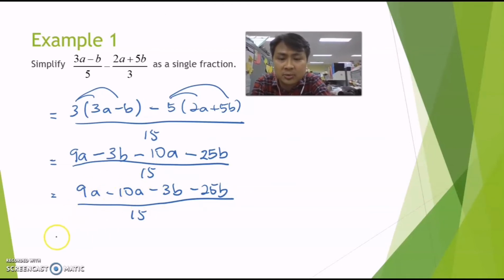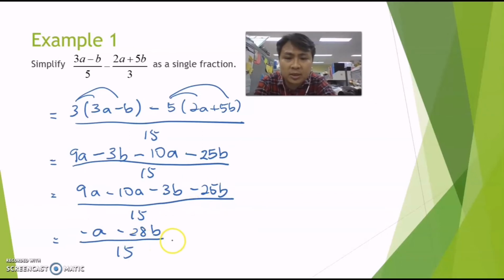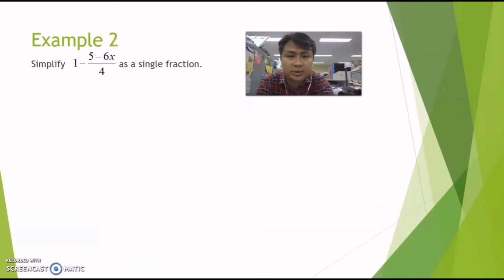So 9a minus 10a, we get negative a. Right, negative 3b minus 25b, so press negative 3 minus 25, you get negative 28, and the b follows. Right, the whole thing over 15. This will be our answer for this question. Are you clear about this? Right, next we take a look at another example.